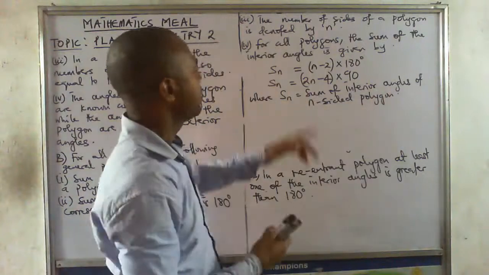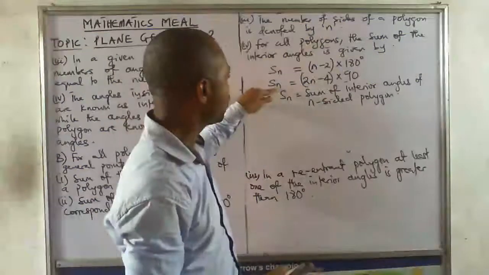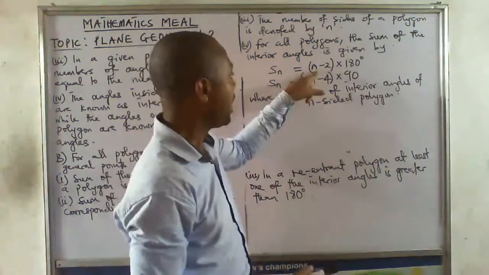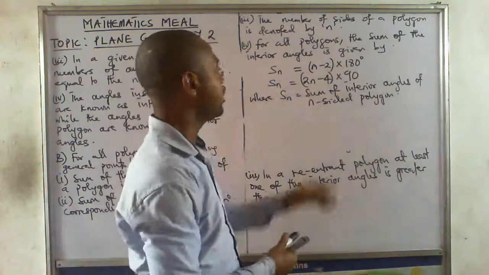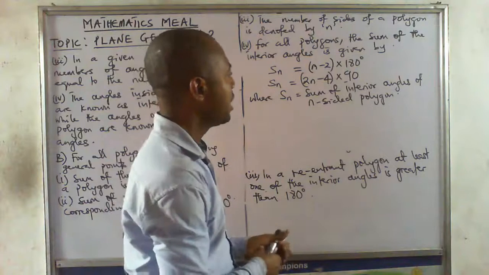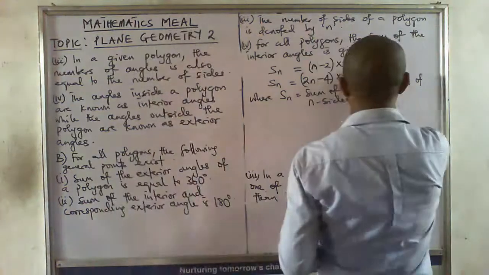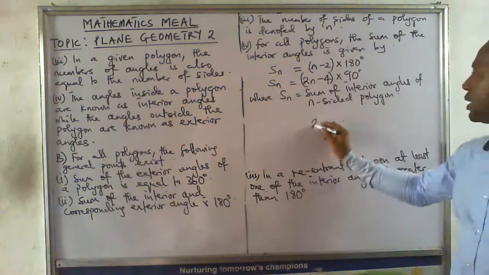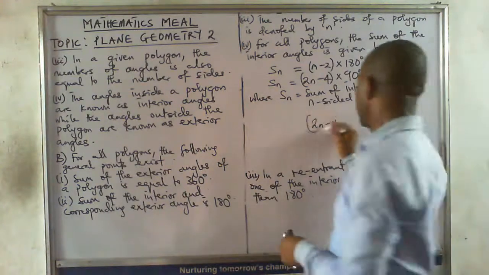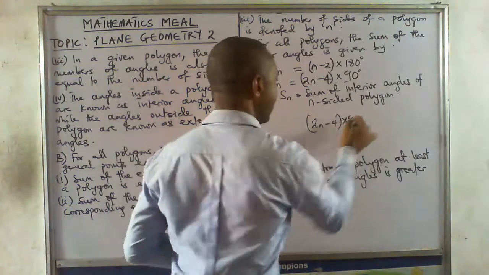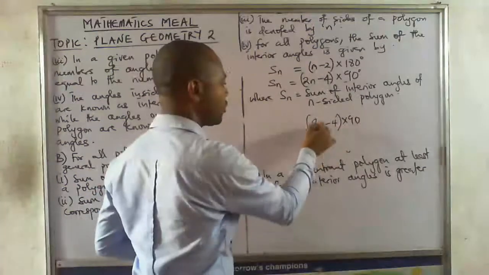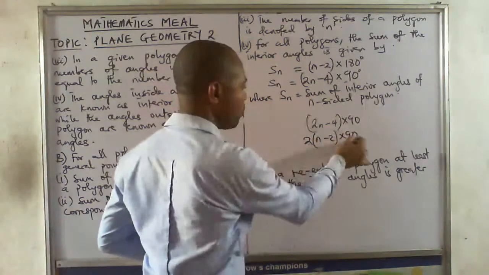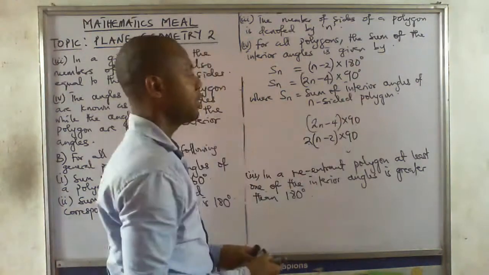So we have said that n is the number of sides. So the sum of the interior angles of any n-sided polygon will be given by (n minus 2) times 180, or (2n minus 4) times 90 degrees. Now, this expression was obtained from here. When I say (2n minus 4) times 90, if you factor out 2, you have (n minus 2) times 2 times 90, and 2 multiplied by 90 gives 180.